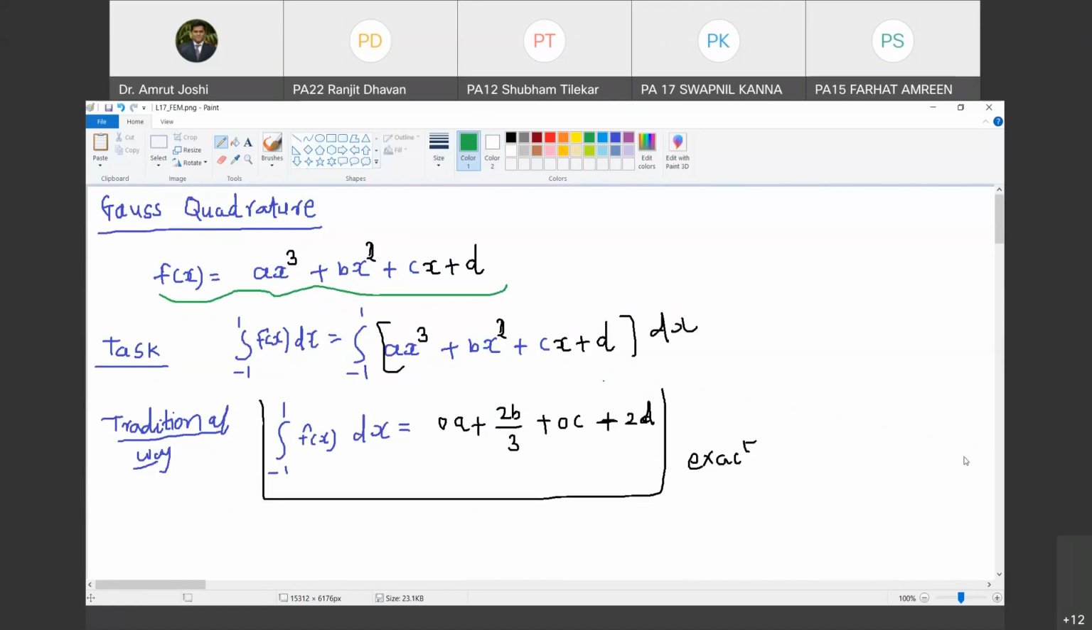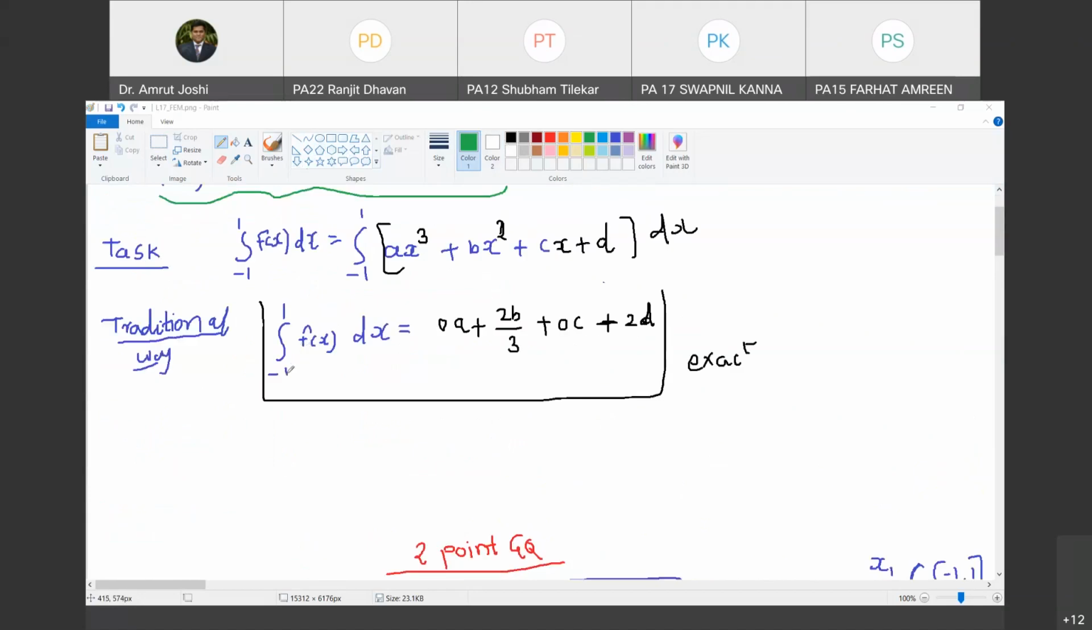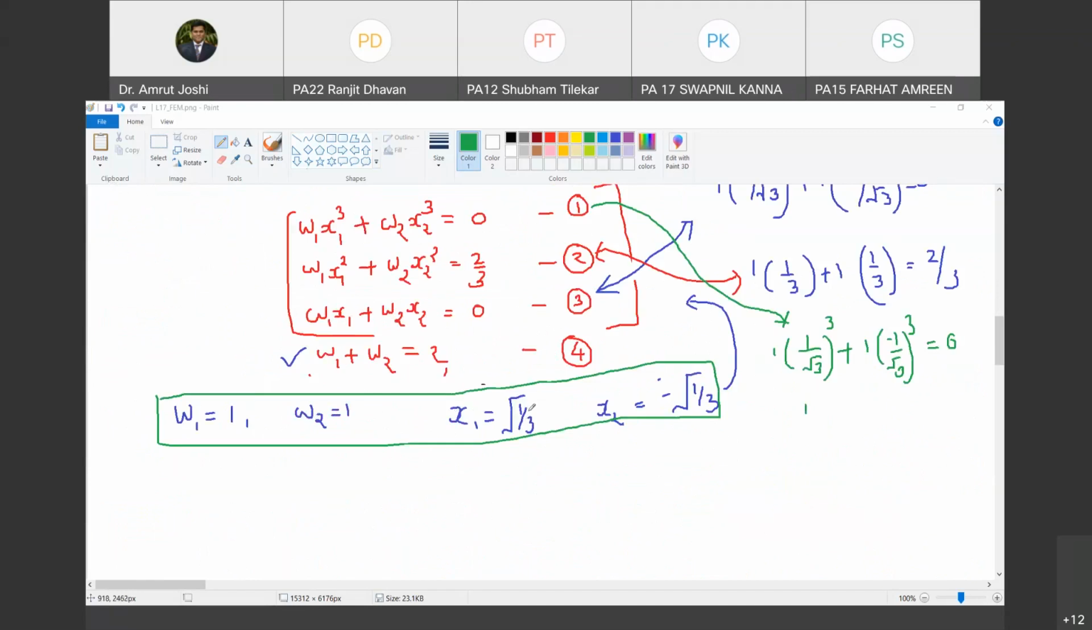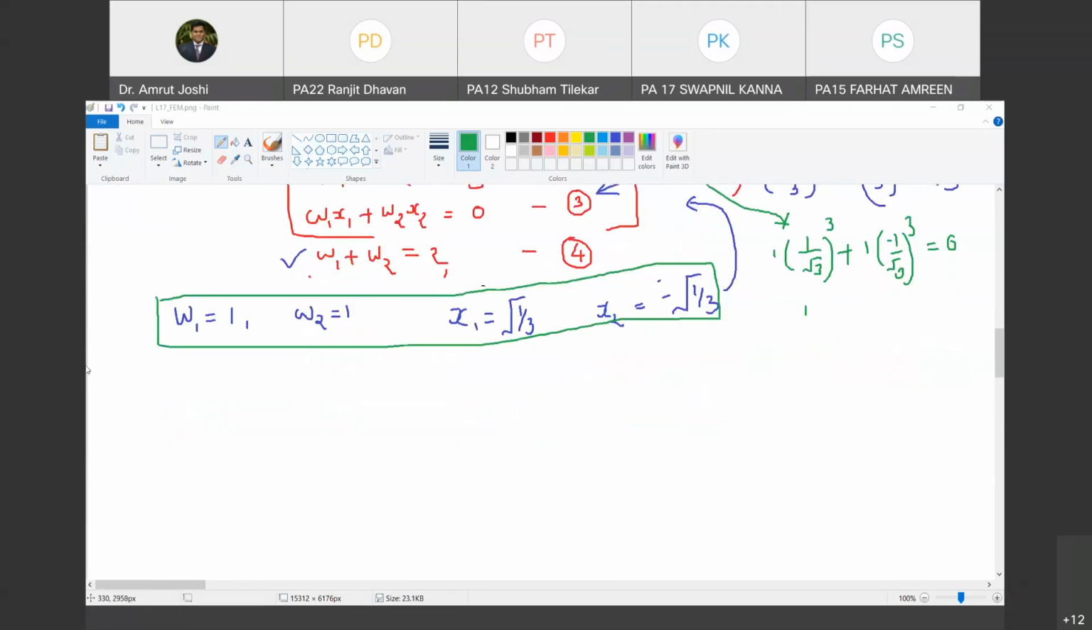Yes, sir. So therefore, any cubic order polynomial, if I were to find out its integration from -1 to 1, what I need to do is evaluate that cubic polynomial at 2 points, 1 by root 3 and -1 by root 3, and then the two weights are 1 and 1. So 1 into value of polynomial at 1 by root 3 plus 1 into value of polynomial at minus 1 by root 3. This is going to give me the integration exactly. Do you agree with me? Yes, sir.